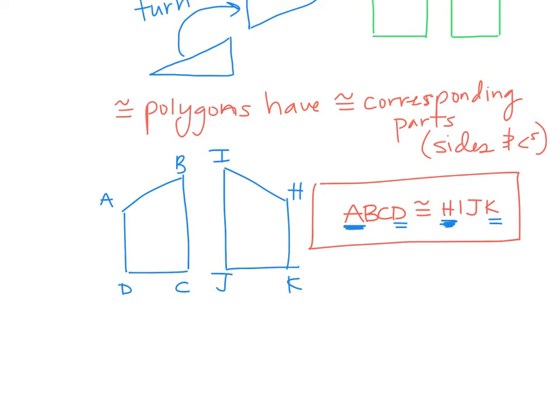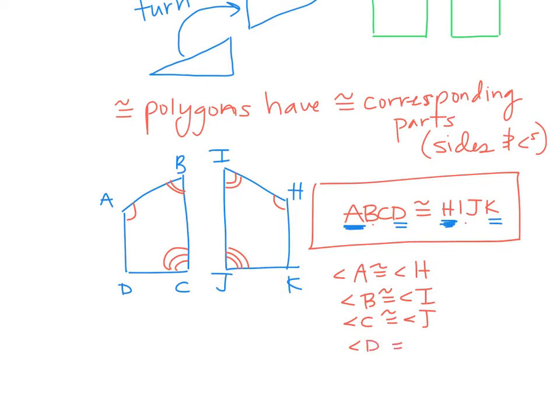So for instance, I can say right now, angle A is congruent to angle H. Okay. I could also say angle B is congruent to what? Angle I. Okay, so the second letter with the second letter. I could say angle C is congruent to angle J. So three arcs here with three arcs here. Okay. And then angle D is congruent to angle K.